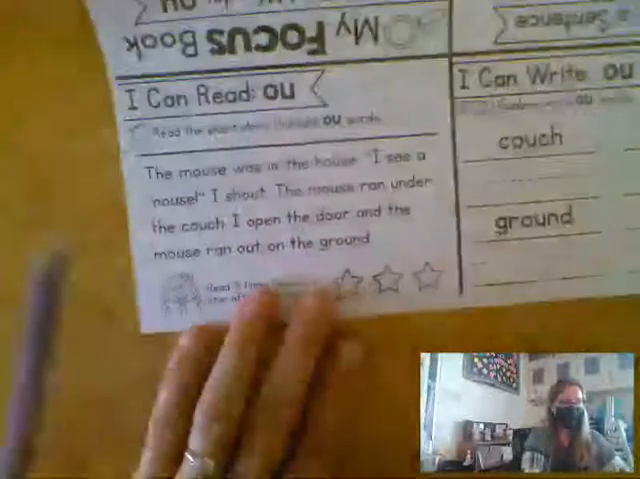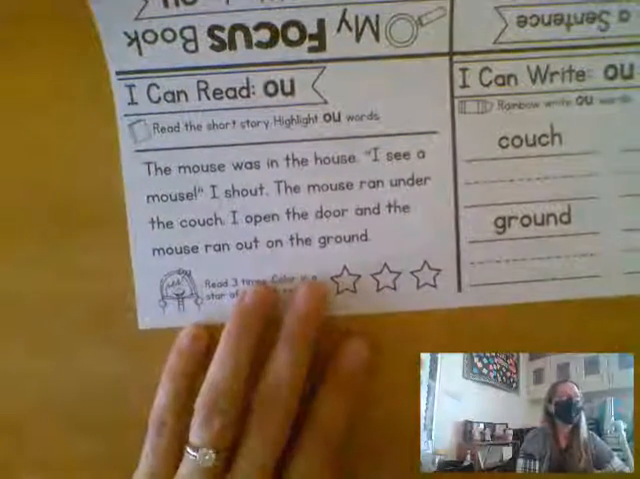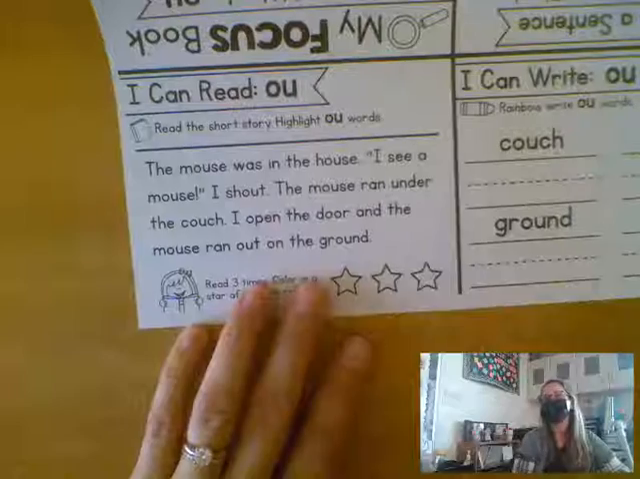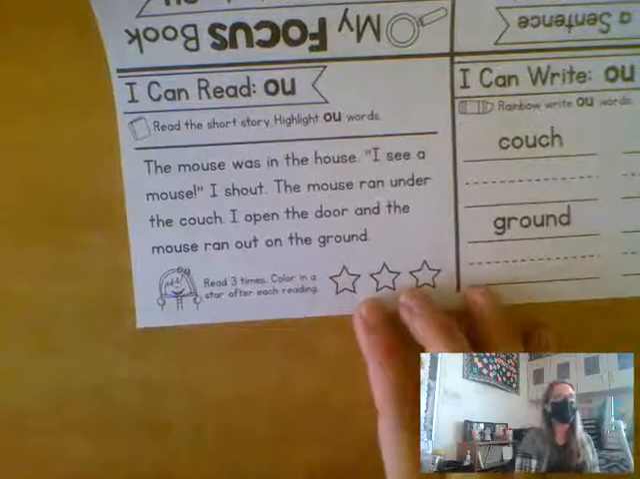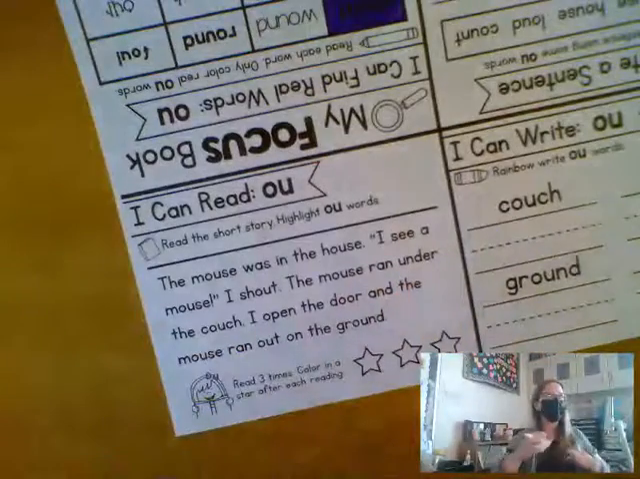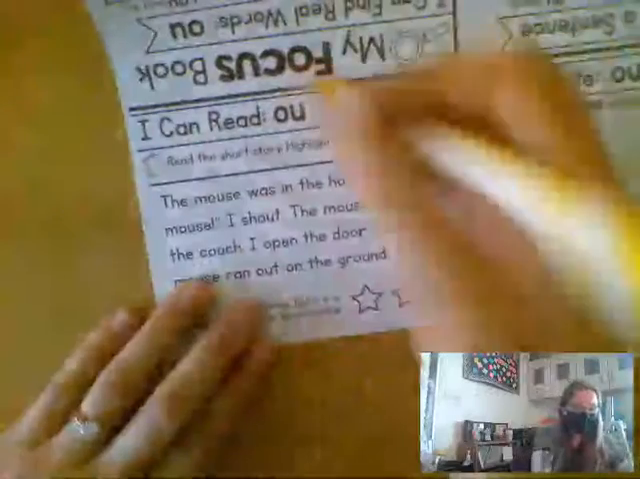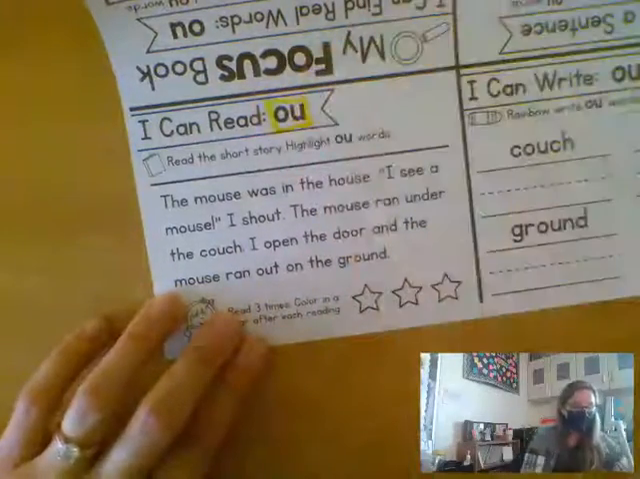This one, right next to the book, it says read the short story and highlight the OU words. You guys know what highlight means? It means color over them, okay? But so that we can see them. So I'm going to use yellow because yellow is a good highlight color, and you can use yellow crayon or colored pencil or marker. And anytime I see an OU word, I'm going to highlight it.